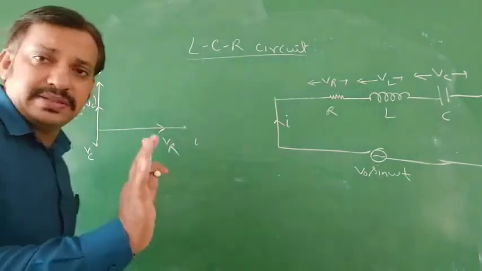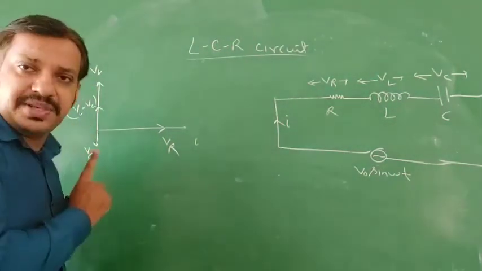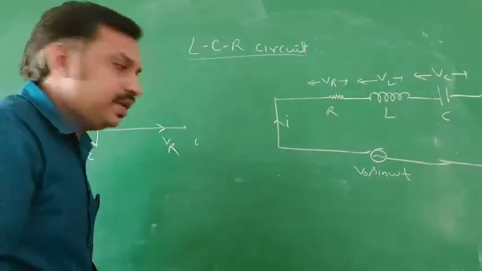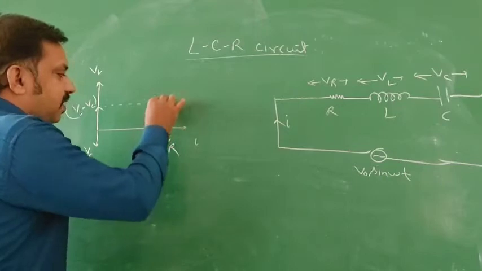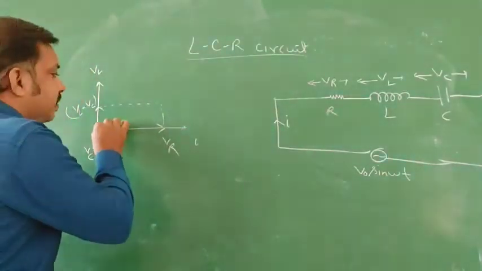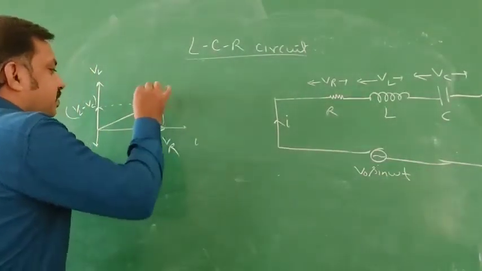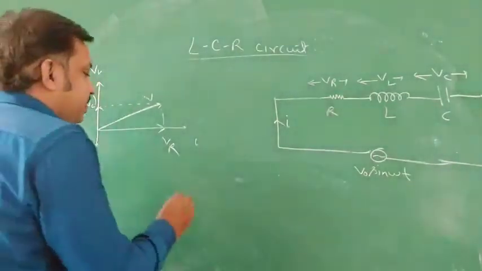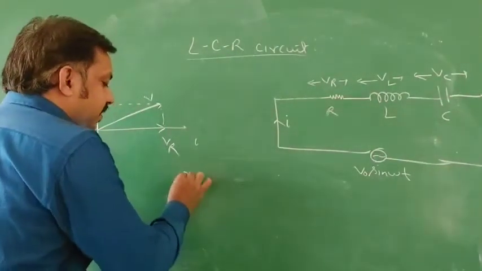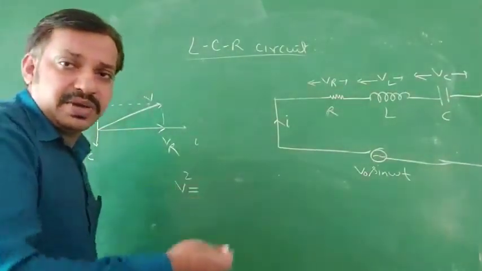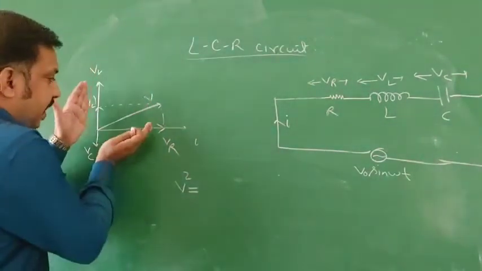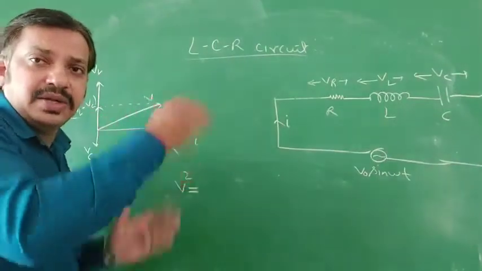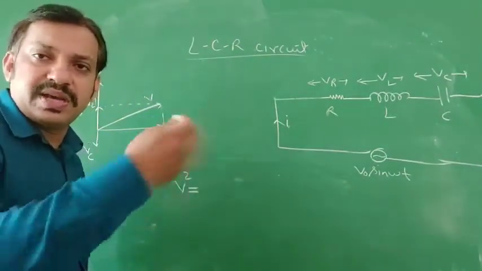Now we have only two vectors, VR and VL minus VC, and we have to take the vector sum. So what is the rule? With the help of the parallelogram theorem we will find this. The diagonal will give the applied voltage V, the resultant voltage. So here you will get V square from the formula R square is equal to P square plus Q square plus 2PQ cos theta. Here the angle between both vectors is 90 degrees, so the cos theta term will be 0.